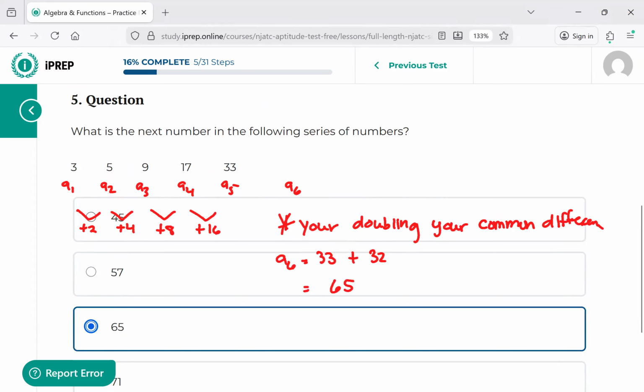Sometimes they'll be tricky like these ones, where even though you may have a common difference, it may not be consistent. You may be doubling, right? They have some weird patterns, so keep note of that.